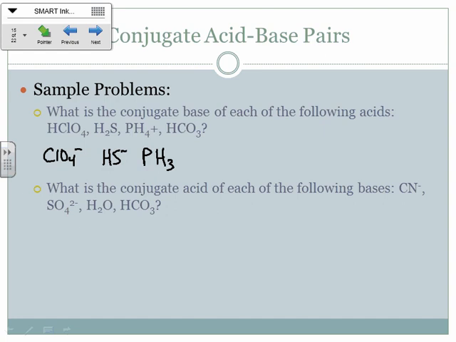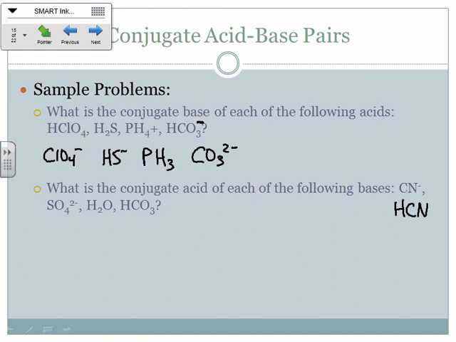And then HCO3, that's wrong. HCO3 should have a minus charge, so the conjugate base there would be CO3 2 minus, okay? All right, so those are the conjugate bases, and then the next one asks what are the conjugate acids of each of the following. So if we've got CN minus, then that's a base. It's going to accept a hydrogen, and then it's going to be HCN, okay?